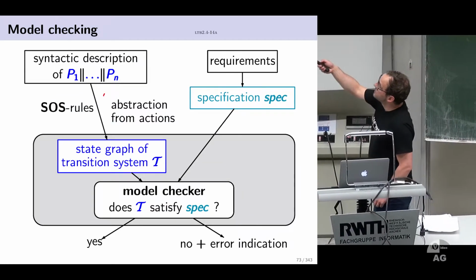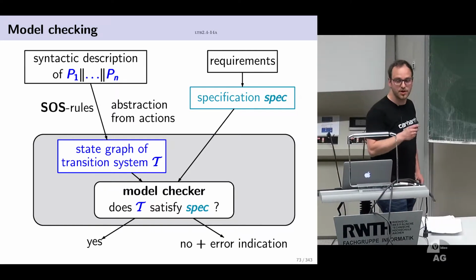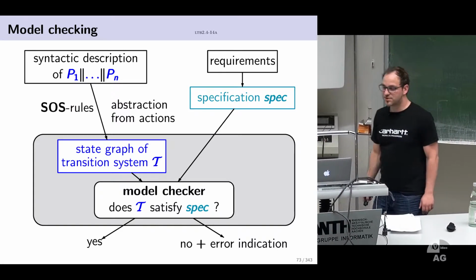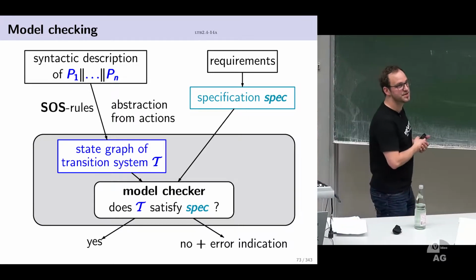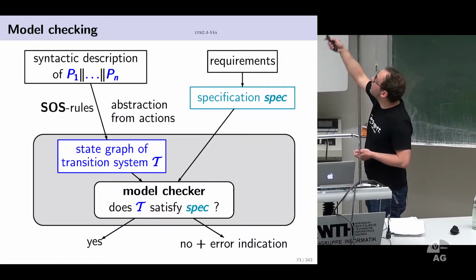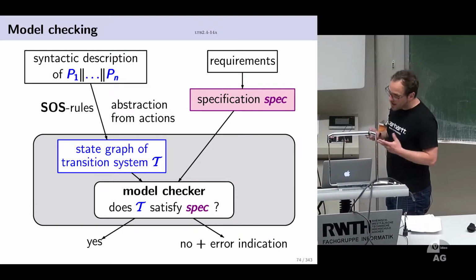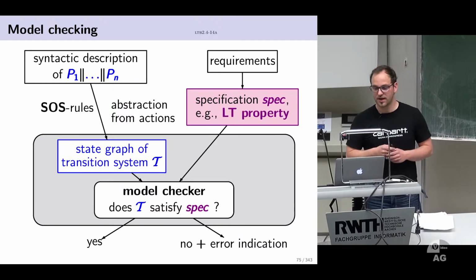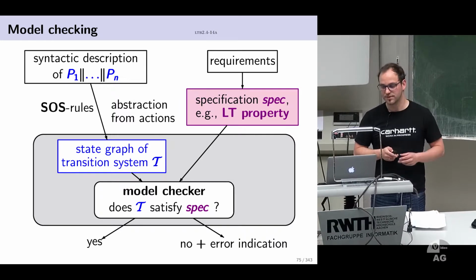This is why the property doesn't hold. And in the first lectures, you've seen how we can write down such parallel processes, and using structural operational semantics rules and an abstraction from the actions, derive the state graph, or the transition system, from these parallel processes. So this is what we have already seen, and now we're talking about the right-hand side a bit more. We're going to talk about what a specification could look like, and in particular, we're now going to look at linear time properties that are able to capture certain behaviors.